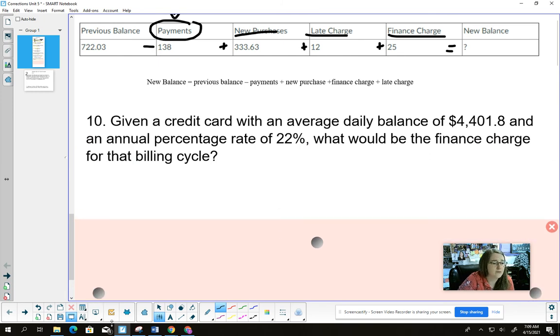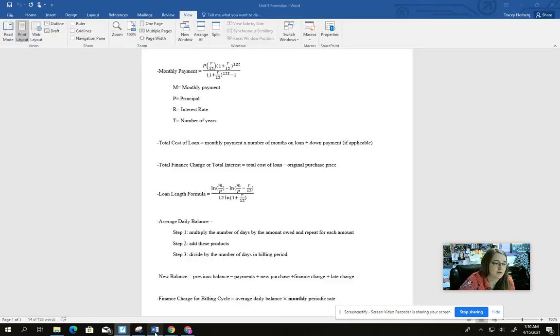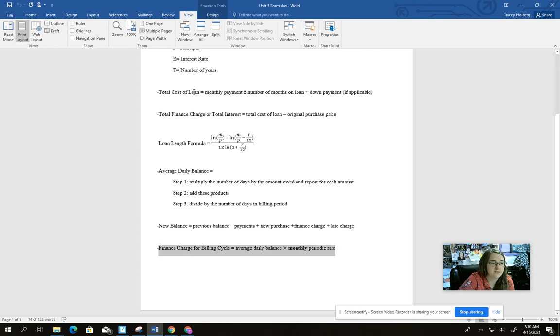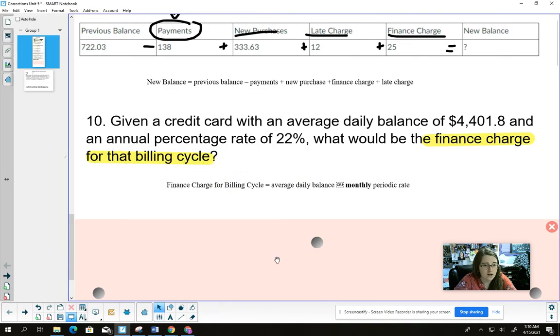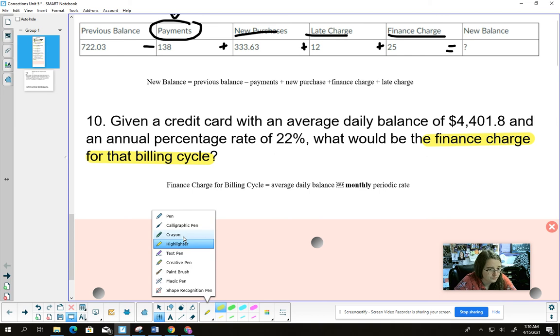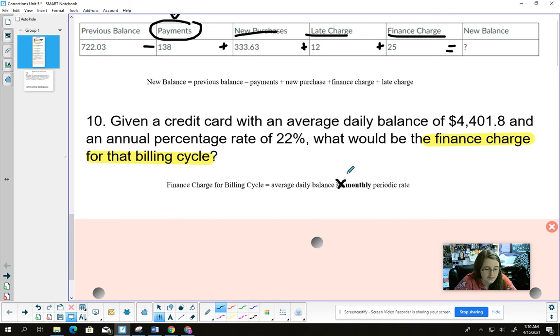Okay, number 10, once again, had a formula. It says, what would be the finance charge for that billing cycle? So you guys had to remember this is a different formula. This is not total finance charge. That's for a loan. This is for a credit card. So finance charge for billing cycle was near the bottom. Now the one thing, that's multiply there. The one thing that you had to remember with this formula though, because they give you the information you need.